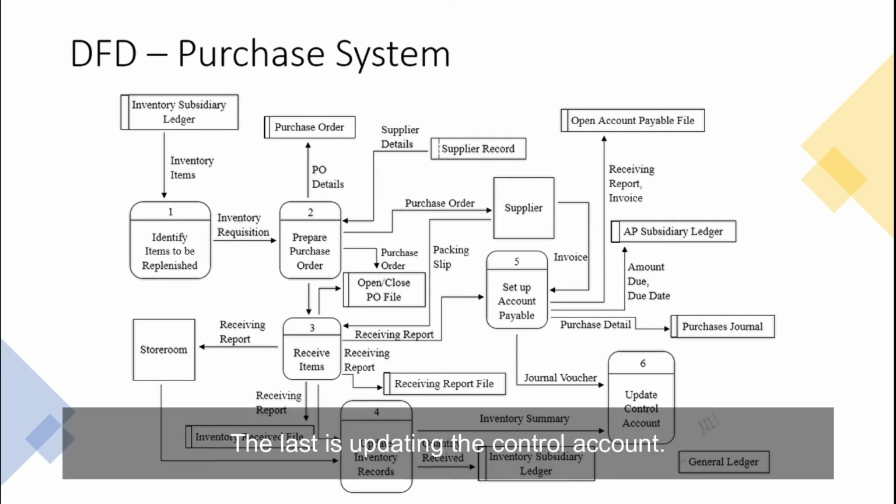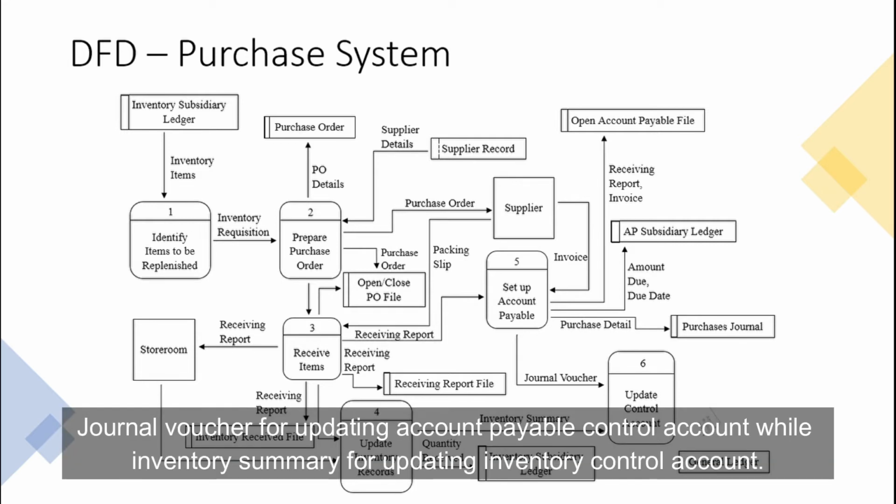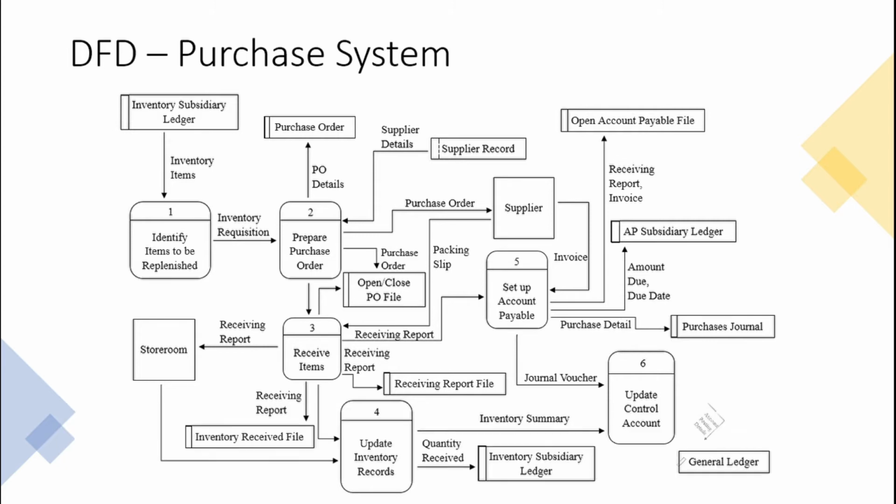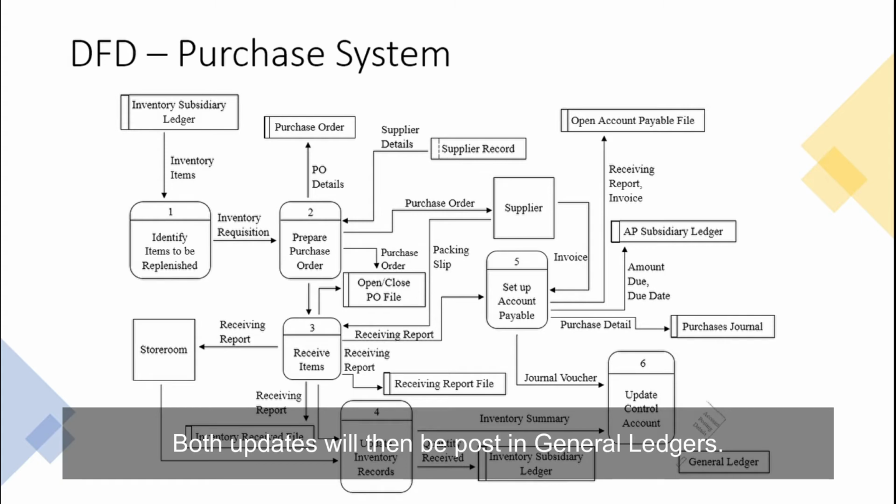The last is updating the control account. Journal voucher is for updating account payable control account, while inventory summary is for updating inventory control account. Both updates will then be posted in general ledger.